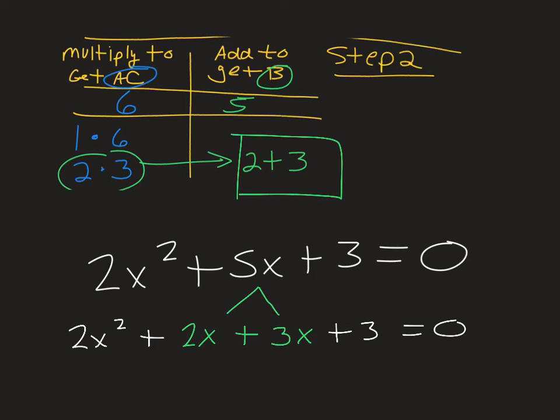0. So all you're doing with that 2 and that 3 that you got in step 2, now you're doing step 3, and in step 3, you are taking that middle term and you're splitting it up using the numbers that you got in step 2. So 5x is now going to turn into 2x plus 3x.